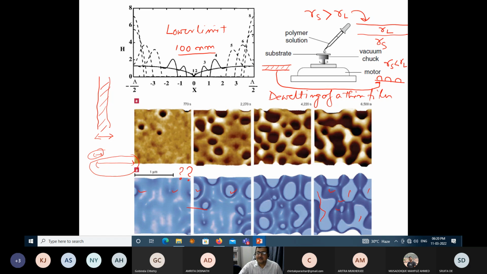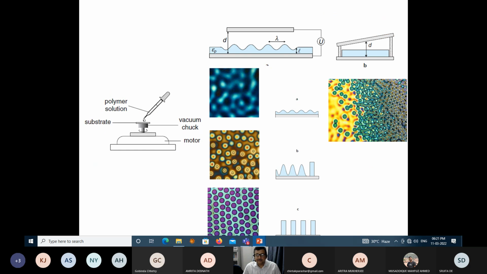Okay, so this phenomenon is called the wetting of a surface, while this particular phenomenon is called the dewetting of a surface. Right, but there is something more to it. Okay, what is that something more? I'll come to that. The other very interesting experiment, this is again a 2001 Nature paper.